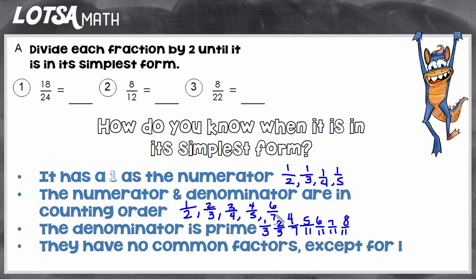Or if none of those work, you can always see if they have any common factors. If the only factor they have in common is 1, then it's already in its simplest form. So let's do some of these together.